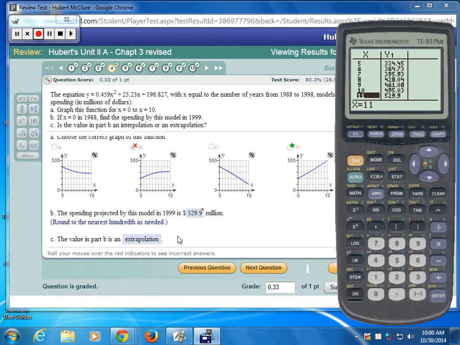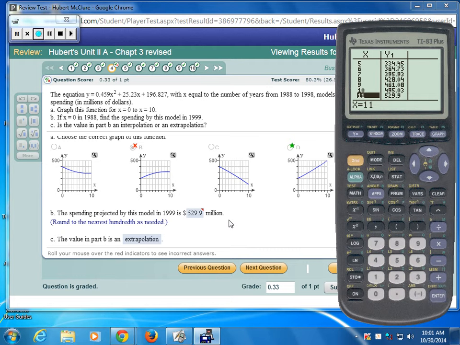The value in part B is extrapolation. That's the opposite of interpolation. Interpolation is when you take half of half of half. If 0 to 10 is my parameters, what would be half between 0 and 10? 5. What would be half between 0 and 5? What would be half between 5 and 10? 7.5. I'm taking half of half to get my increments.